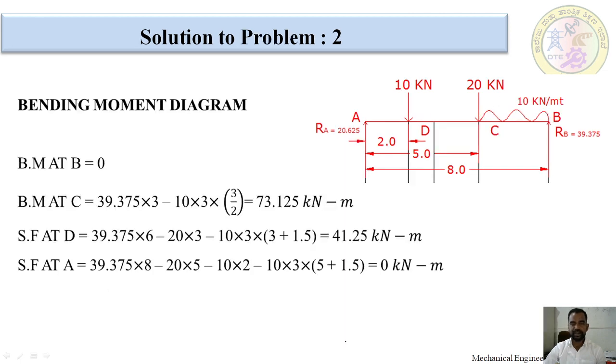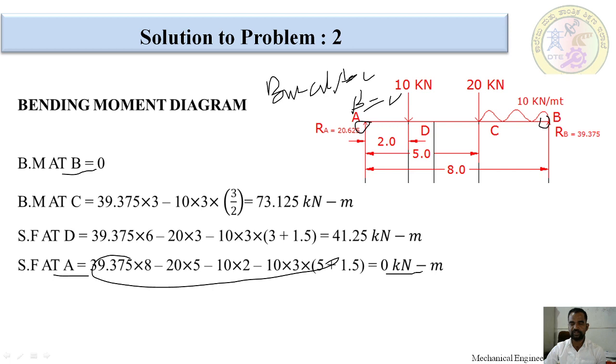Next, move to the bending moment calculation. Okay, bending moment, I have already told you that at the support the bending moment is always 0. Bending moment at A is always 0, bending moment at B is always 0. These two are supports, and our condition is that bending moment at a support is always 0. For that reason, at B it is 0, at A it is 0. By calculation also we will get 0 kilonewton meter. Only between the supports do we need to calculate. These two are between supports.